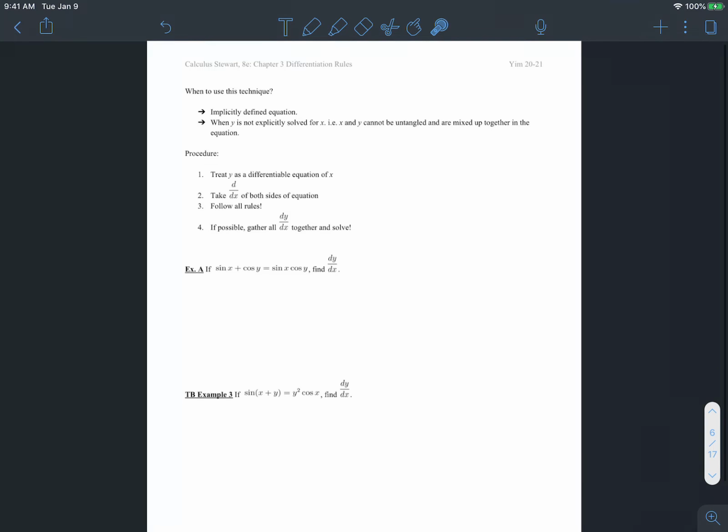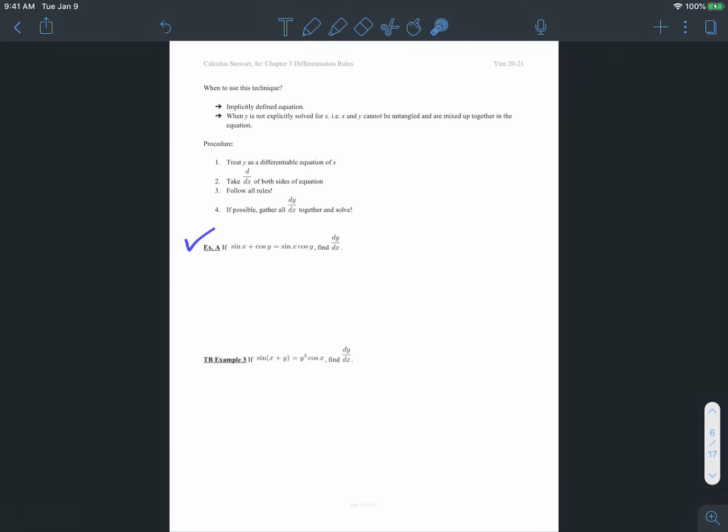Okay, guys, why don't you go ahead and try these two problems. This one could be found in your textbook. This is a problem that's made up. Why don't you give it a shot?